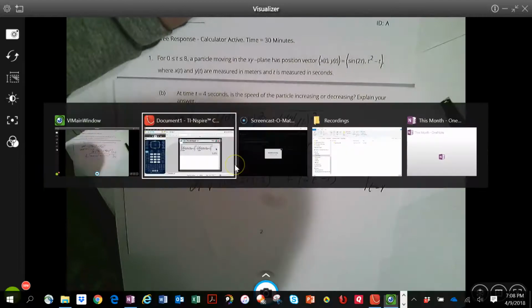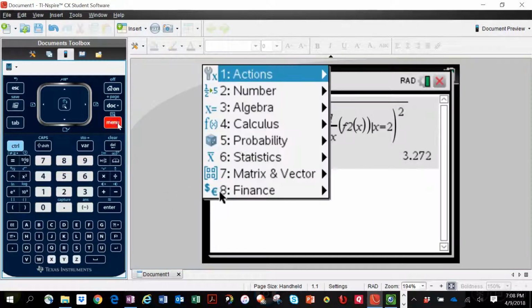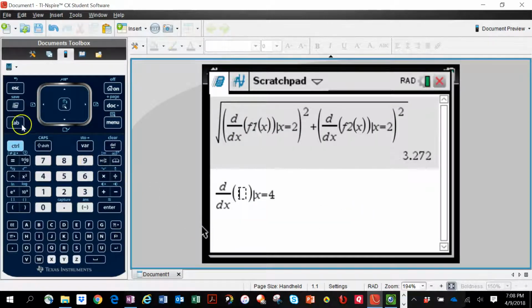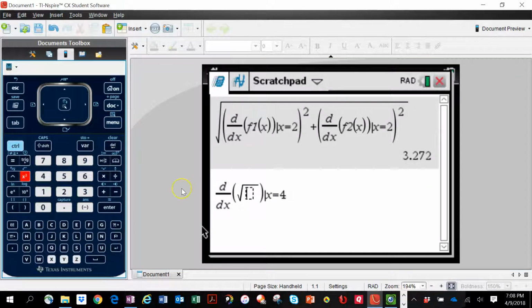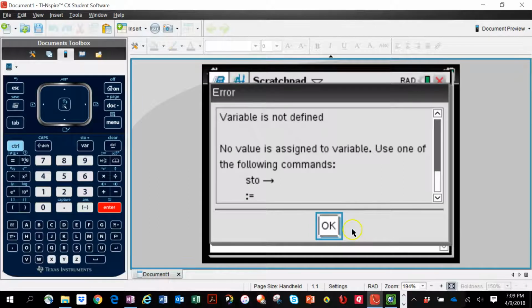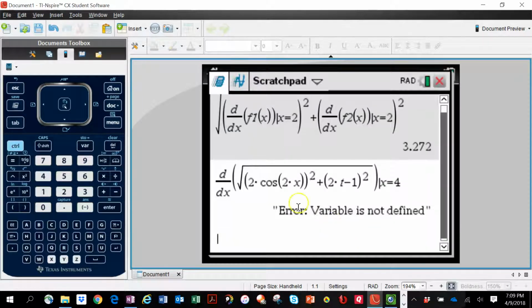So let's go back to the calculator. And here we go. We need to find a derivative at 4. Now, what specifically are we taking the derivative of? We're taking the derivative of the square root, and what I had was 2 times the cosine of 2t, or in this case 2x, squared, plus 2t minus 1, squared. I'm taking the derivative of everything that's in the square root, and I'm evaluating it at x equals 4. Uh-oh, variable's not defined. I made a little mistake somewhere. Oh, do you see it? Right there.